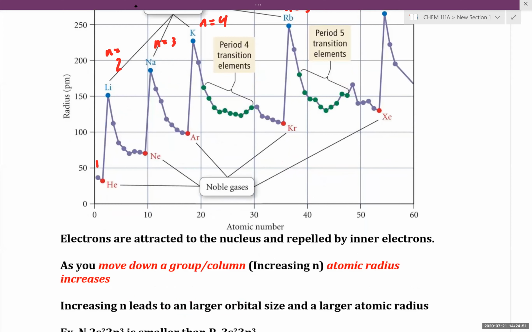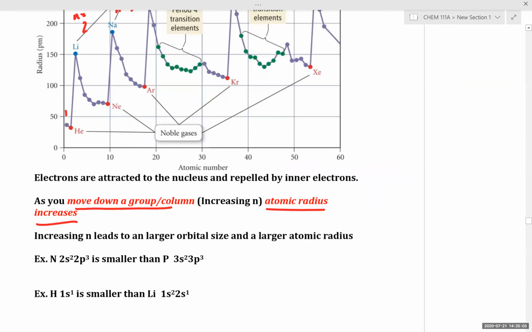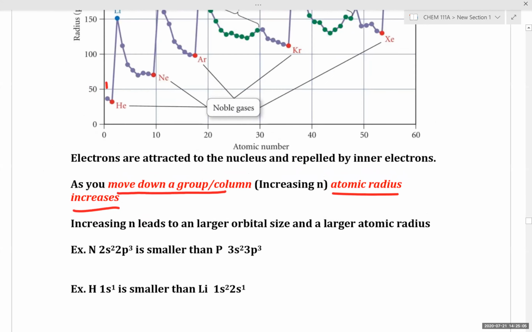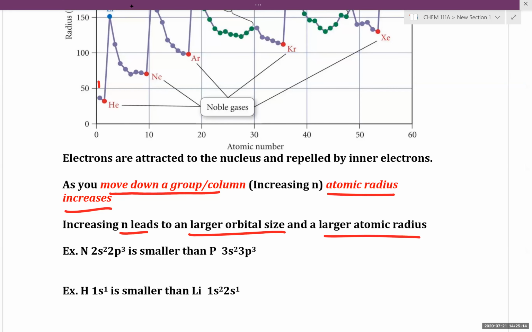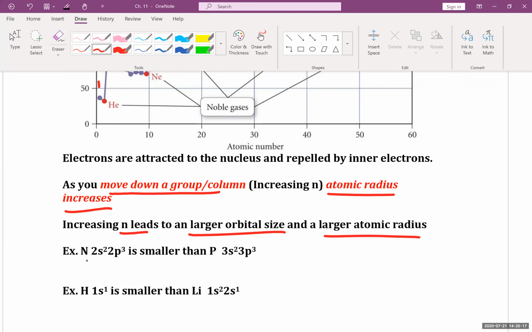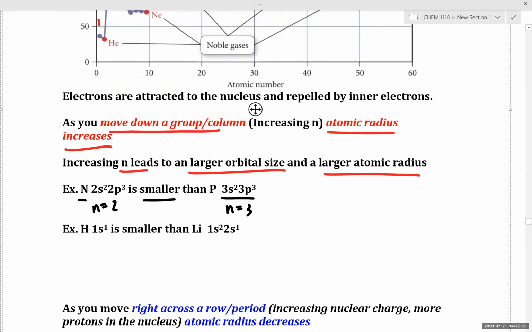Okay, so our first major trend: as we move down a group or column, our atomic radius increases. This makes sense, because increasing n leads to a larger orbital size and a larger atomic radius. That's why nitrogen, which is n equals 2, is smaller than phosphorus, which is n equals 3. Likewise, hydrogen, which is n equals 1, is smaller than lithium, which is n equals 2.